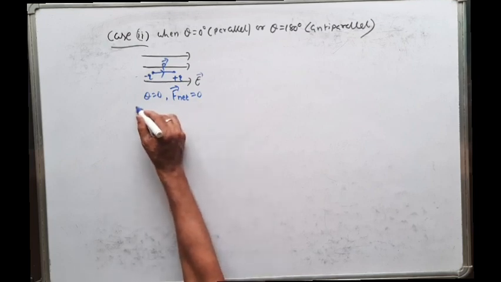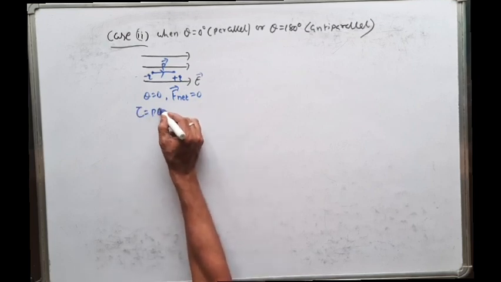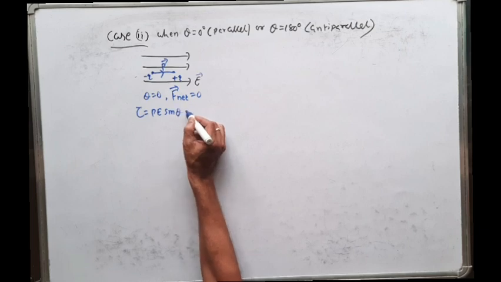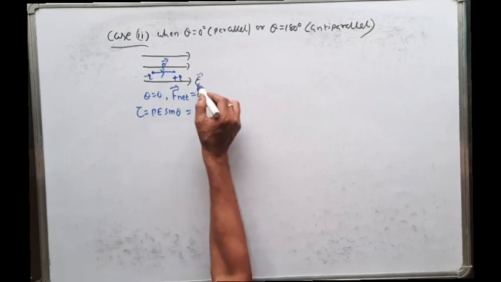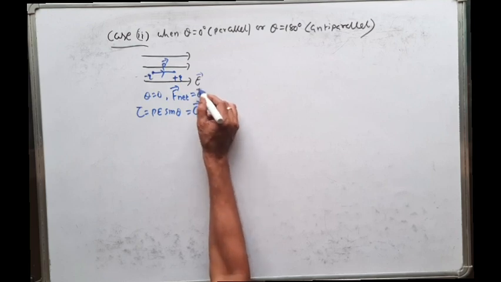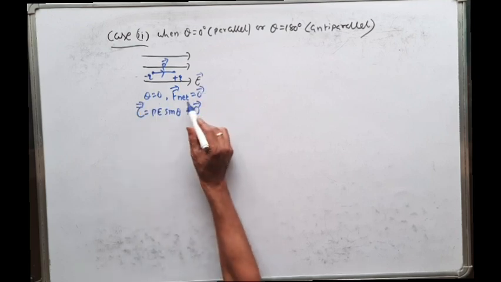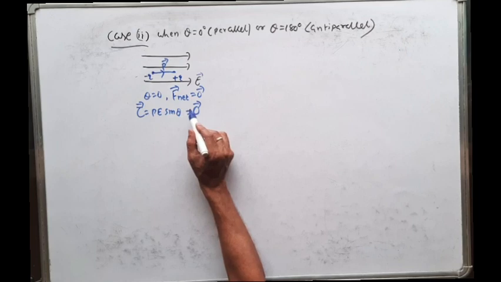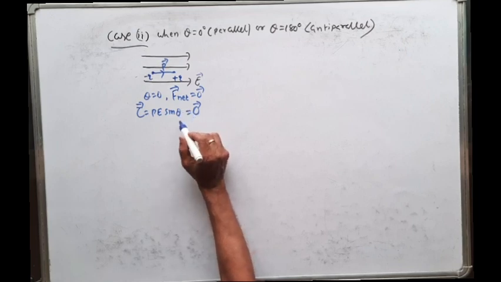Then what is the torque? Torque is nothing but pE sin theta. Here theta is the angle between the P and E vector. Theta is equal to 0, so torque is equal to 0. So here force is 0, torque is 0.